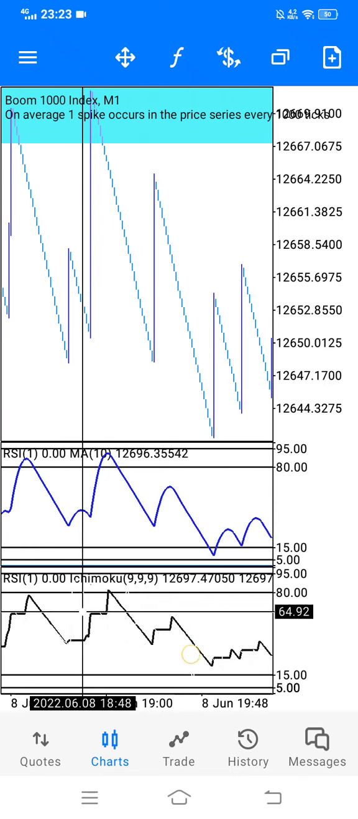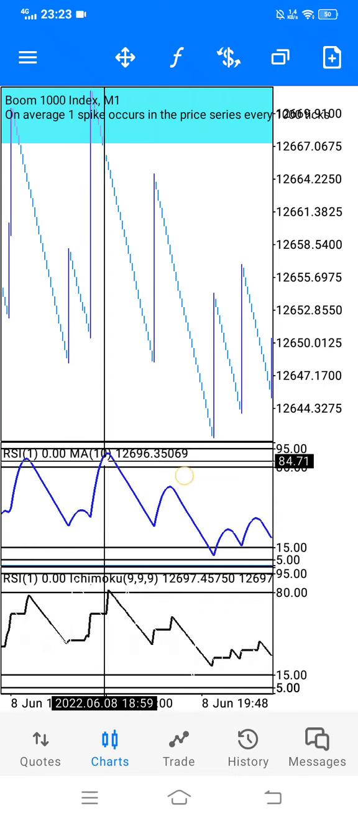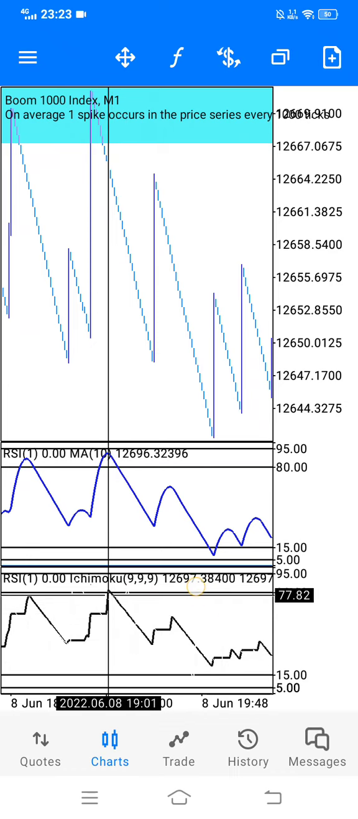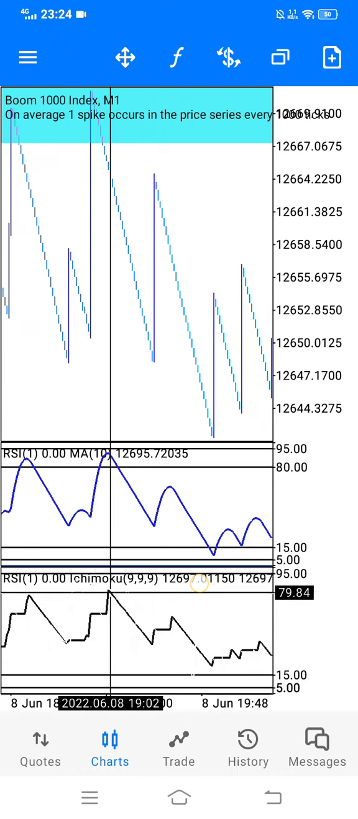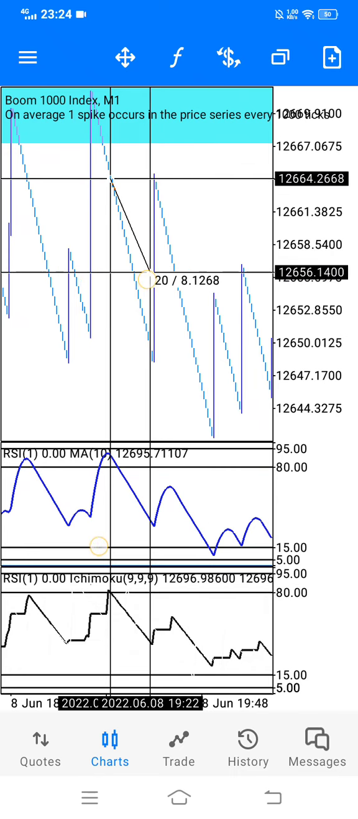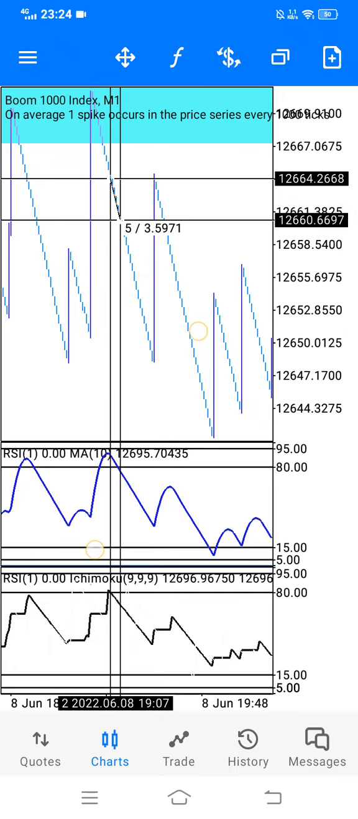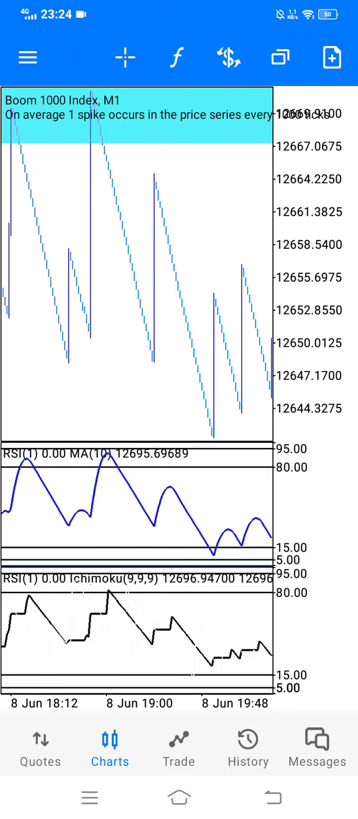So over here, as we can see, the moving average is in between these two levels, level 95 and level 80. And over here, the Ichimoku is bouncing off level 80. That's what I want to see. You go in and you take your 5 candles over there and you close out on the market. You take your profits and you run.